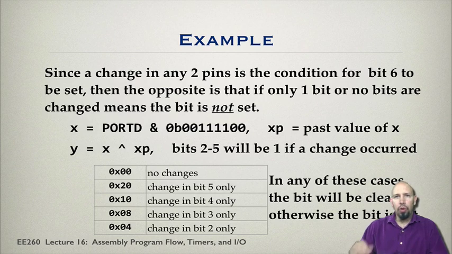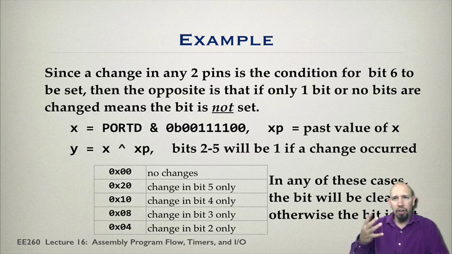Okay, so now we're only going to check if we have no pin set and 1 pin set in each of the 4 possible places. So if no changes occur, then this exclusive OR is going to give me all zeros. If only bit 5 changes, then this is the number that I will get when I do this exclusive OR. If only bit 4 changes, this is the number I get. If only bit 3 changes, this is the number I get. And if only bit 2 changes, this is the number I get. So these are the possibilities I'll get. In any of these cases, the bit 6 will be cleared. Otherwise, the bit is set.